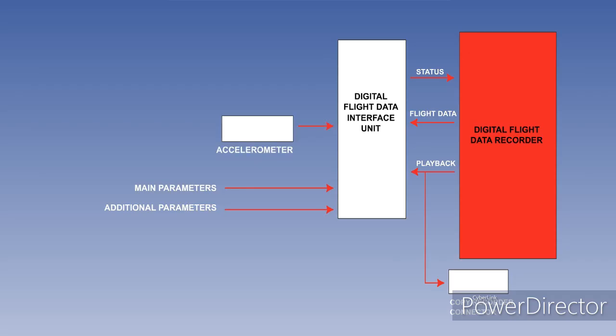One component in a typical flight data recording system is a digital recording system which records at least the last 10 or 25 hours of aircraft data. Connected to the flight data recorder is a flight data interface unit which collects and processes all input parameters. Those inputs include the main and additional parameters. The next component is a 3-axis linear accelerometer which measures acceleration in all 3 planes.